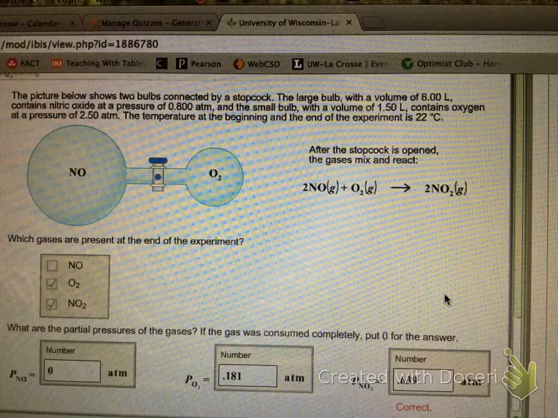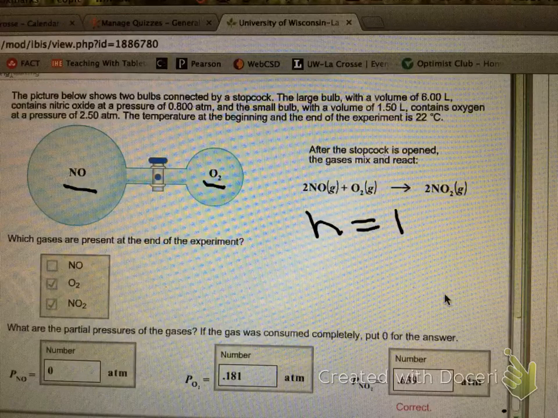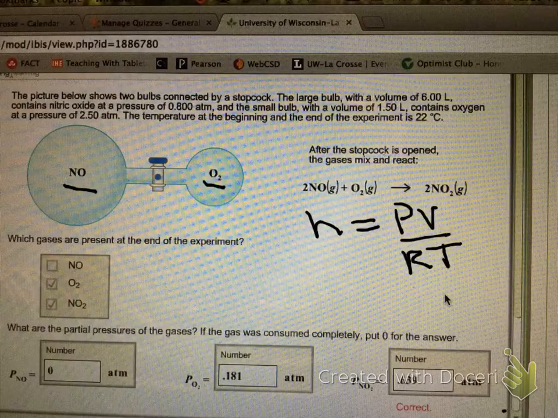Okay, so what we have is a container of NO and O2. They're two separate containers, so we need to know the moles in each container before we can react them with each other. So how do you know the moles? We have n equals PV over RT. So if you know the moles of one, that will tell you how much you have in each container. So we know enough information to find the moles of each one.